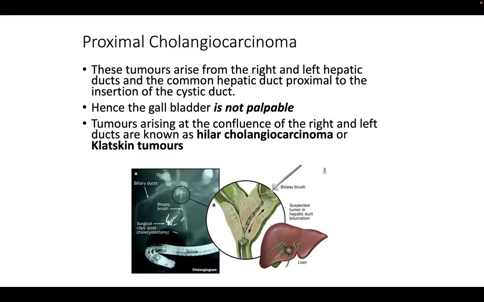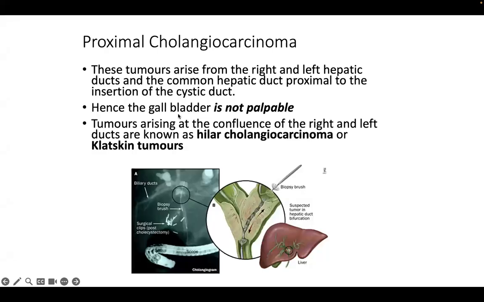Then you have proximal cholangiocarcinoma. These tumors arise from the right and left hepatic duct, so it's above the level of the gallbladder, and the common hepatic duct proximal to the insertion of the cystic duct. So you have the right and left hepatic duct, common hepatic duct, and it's proximal to the cystic duct. Therefore, this is above the level of the gallbladder.